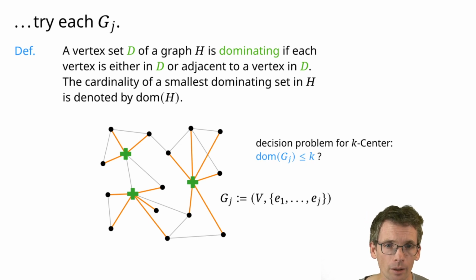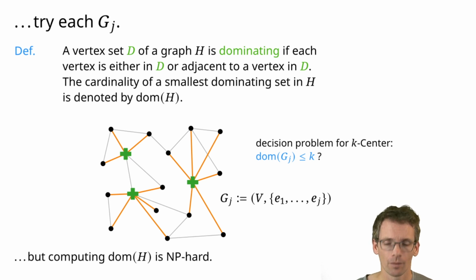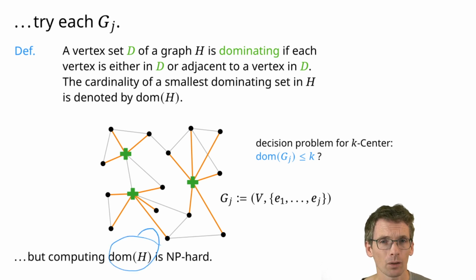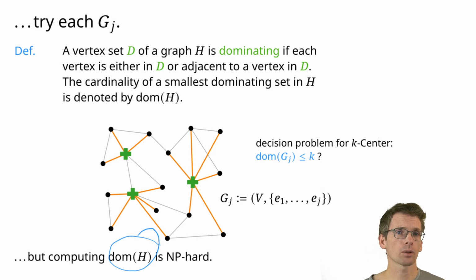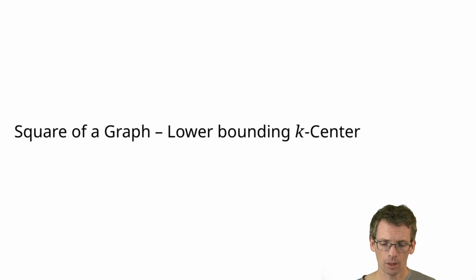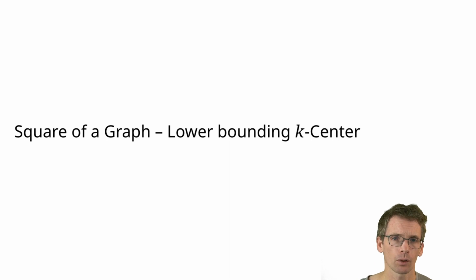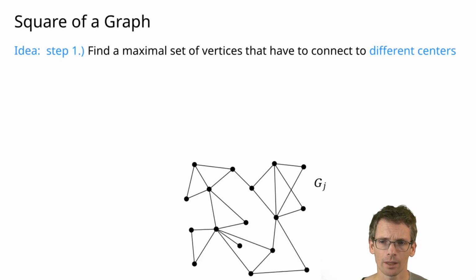Now this does not help us directly because the problem of computing the size of the smallest dominating set is actually NP hard. But we're now going to use this in an approximation algorithm. The key ingredient is this concept of a square of a graph. Let me first illustrate the idea of where we're heading to. So in terms of a lower bound, what we want to find is a maximal set of vertices such that these vertices will have to connect to different centers.